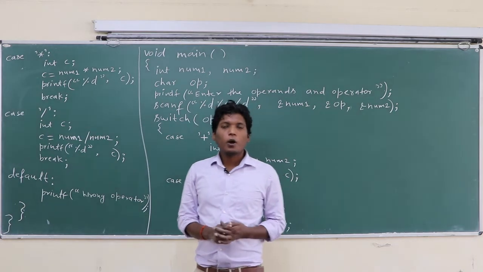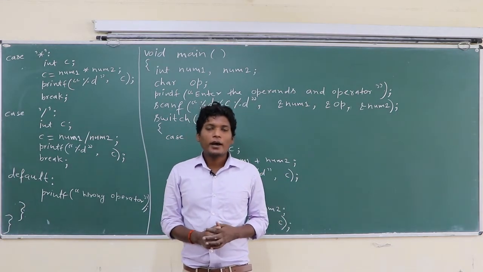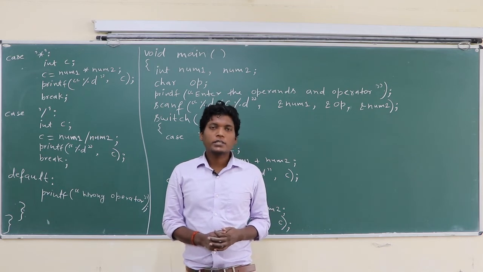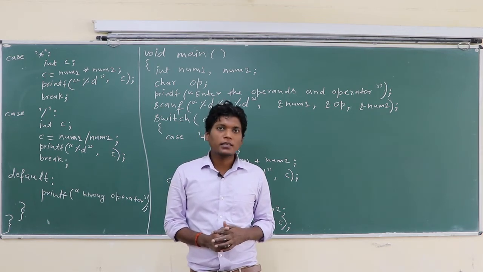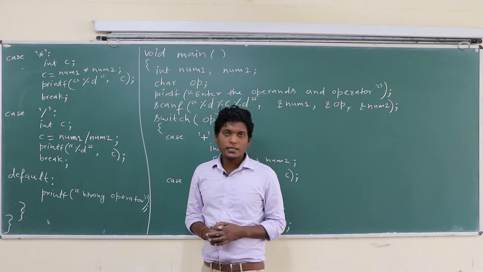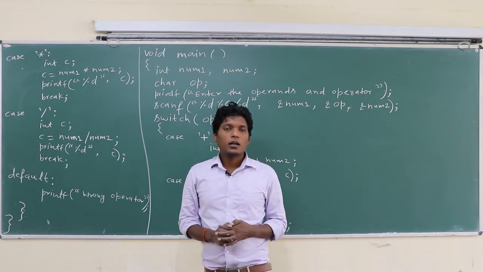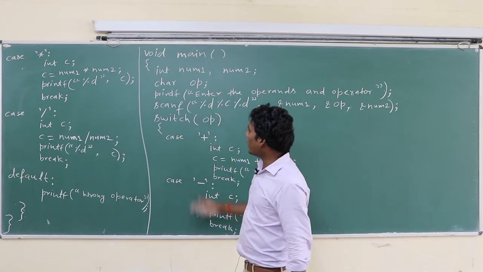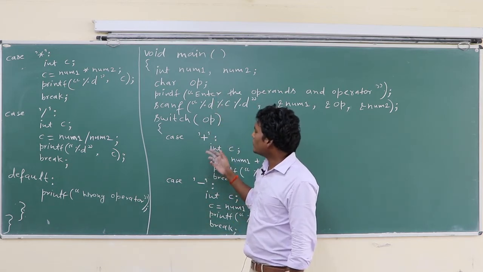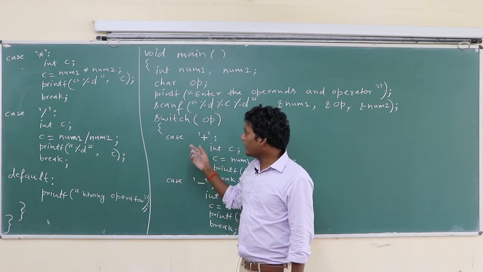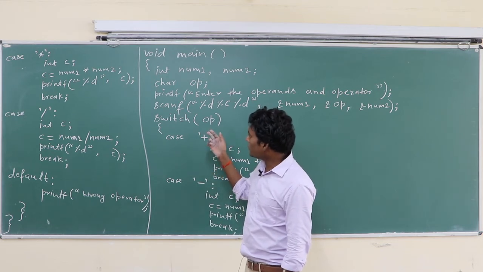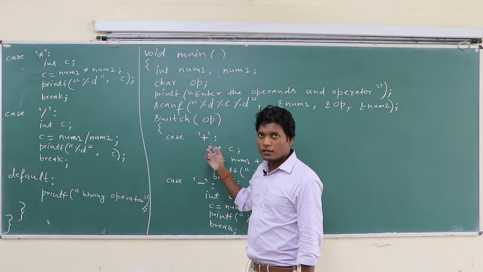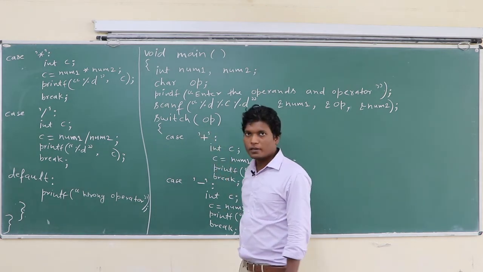Class, the problem is: write a program in C to make a simple calculator which can perform addition, subtraction, multiplication, division, etc. using the concept of the switch statement. Class, this is a program of a simple calculator. Here we implement addition, subtraction and division using the switch statement.